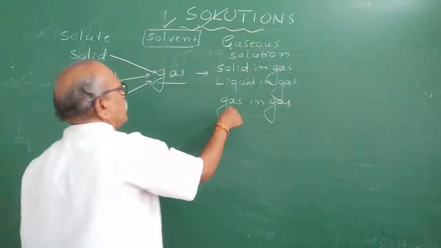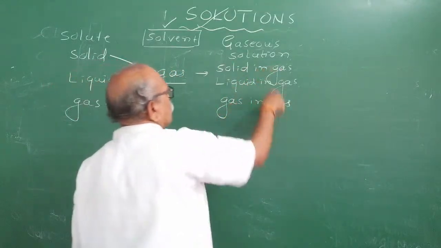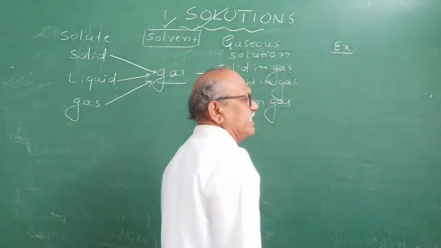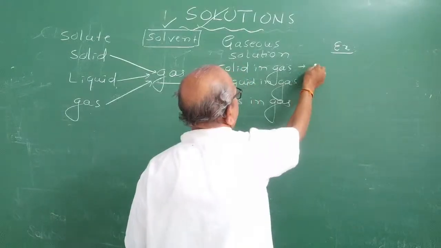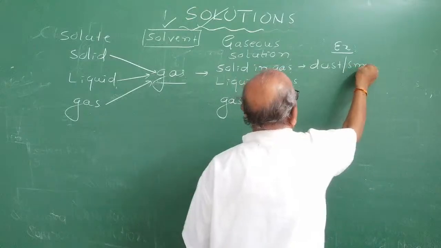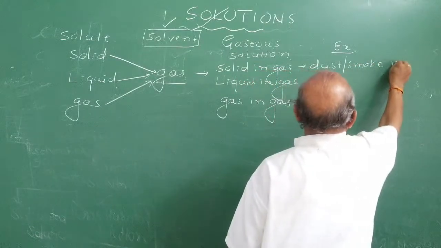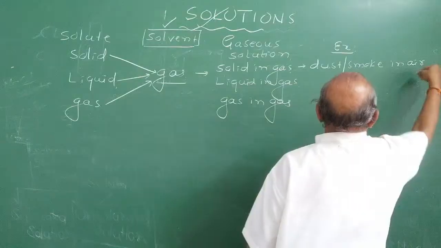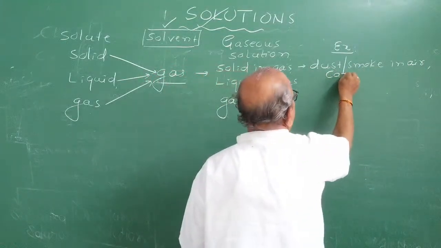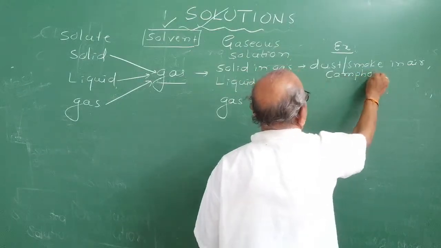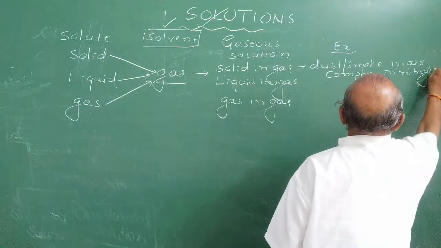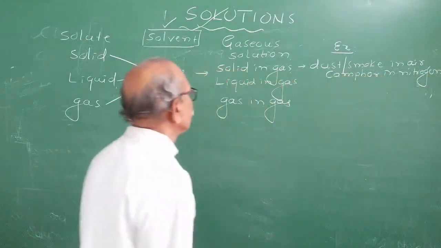First one will be the solute, second one will be the solvent. You can give examples to them. Can you give examples of solid in gas? You can give the examples of dust or smoke in air. Smoke in air is an example of solid in gas. You can take camphor in nitrogen. Camphor in nitrogen is an example of a gaseous solution.